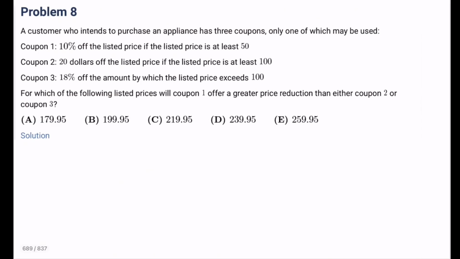Number 8. A customer who intends to purchase an appliance has 3 coupons, only one of which may be used. Coupon 1 gives us 10% off the listed price, coupon 2 gives $20 off the listed price, and coupon 3 gives 18% off the amount by which the listed price exceeds 100. Okay, so since all of these are over 100, then all of these conditions aren't going to match.